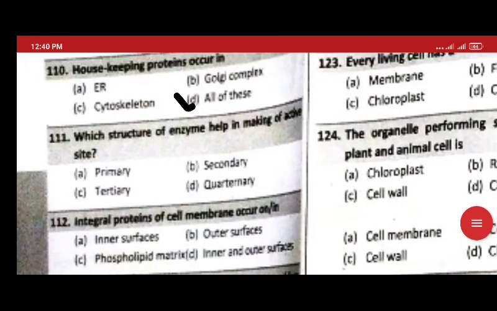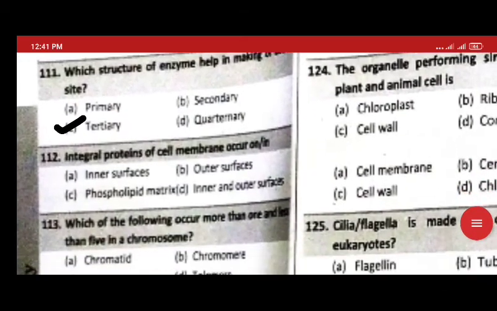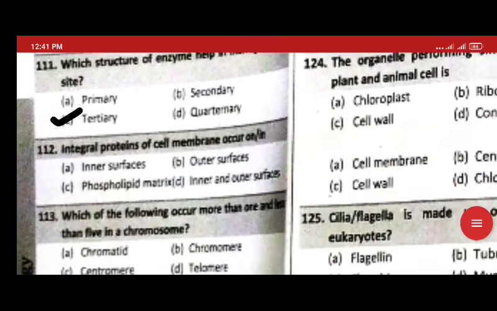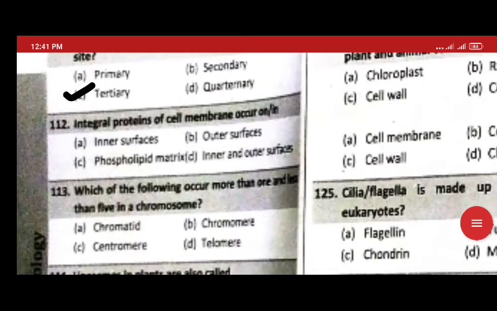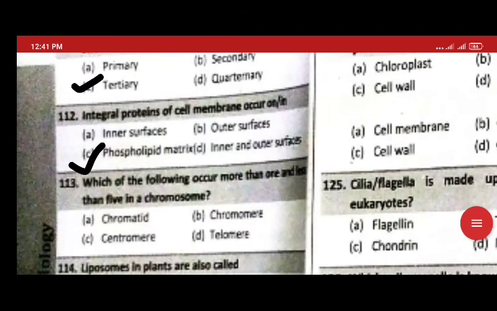111. Which structure of enzyme helps in making the active site? So the active site, that is what? Tertiary. That is, the enzyme makes the tertiary structure, the active site. 112. Now we have 112. Integral protein of the cell membrane occurs in the phospholipid matrix.